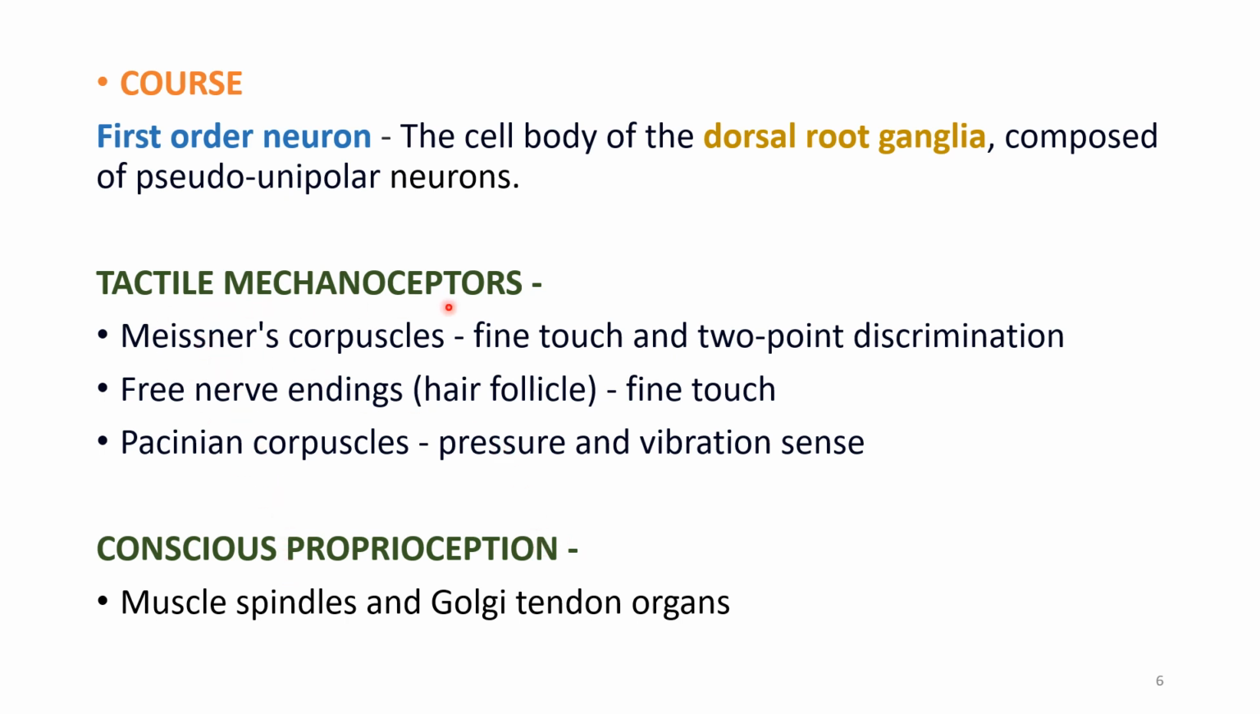So it carries sensations from all these things. So from tactile mechanoreceptors. So from the Meissner's corpuscles, it carries the fine touch and 2-point discrimination, and from free nerve endings which are around the hair follicle, it carries the fine touch, and from Pacinian corpuscles, it carries pressure and vibration sense. So it carries the fine touch, 2-point discrimination, pressure and vibration sense. And it also carries conscious proprioception from the muscle spindles and Golgi tendon organs.